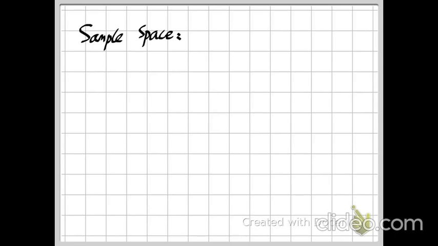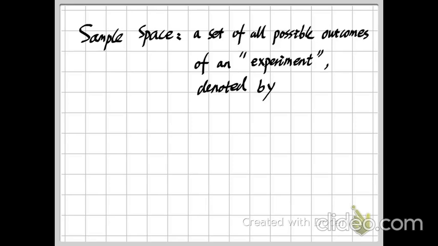In our last lecture, we already talked about what an experiment is in probability. An experiment is anything that can produce some data. And the sample space is all the possible outcomes generated by this experiment. Sometimes we denote this by capital S, and sometimes by a Greek letter, omega. This depends on the textbook you choose.